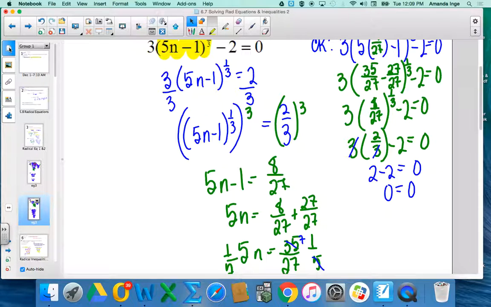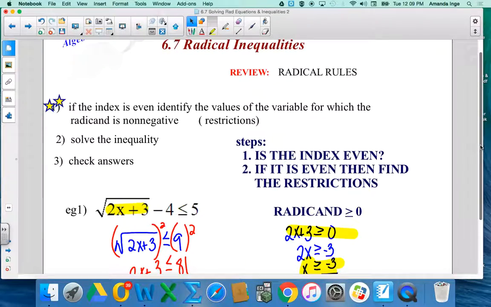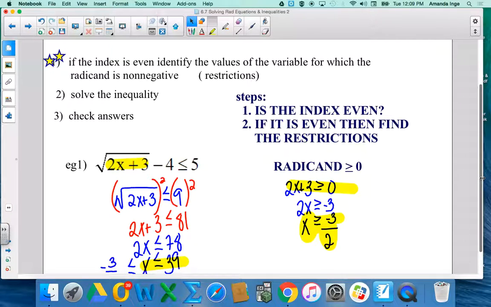All right. So that brings me to inequalities. Inequalities are different. The important part to know about inequalities is that if the index is even, the number underneath the radical sign cannot be equal to a negative number. If it is, then the answer will be not a real number. So, if the index is even and the values of the variable for which the radicand is non-negative, these are what we call, or I call, restrictions. They don't really have a name, but I call them a restriction just to give them a name.